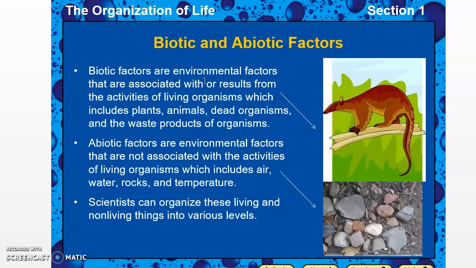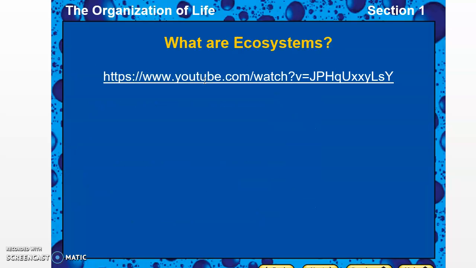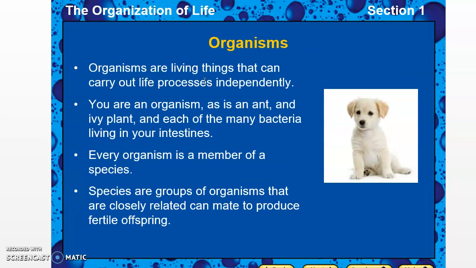Now, when we talk about biotic and abiotic factors, bio means living. So those are anything that is living, including dead things, or waste products from those organisms. The abiotic, a means non and bio means living. So these are non-living factors of the environment. They're not things that are living. And this includes things like air and the soil and the temperature. They affect the ecosystem, but they're not living. And so scientists organize these living and non-living things into different levels. We'll watch that video later.